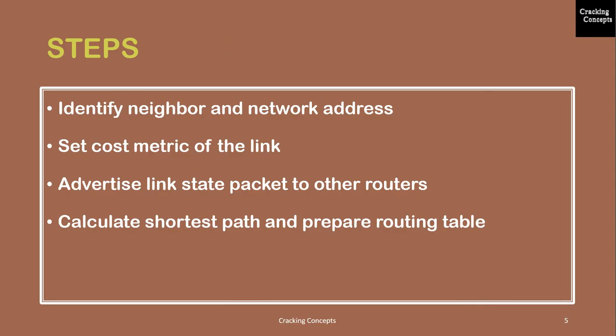Now looking into the steps for link state routing. When a router is initiated, it identifies its neighbors and their network address. It sets the cost metrics of the link at each of its interfaces connecting to its neighbor. Then it advertises the link state packet containing the link state information to all the other routers in the domain. It also receives information from other routers. Then it calculates the shortest path to every other router in the domain and prepares a routing table.